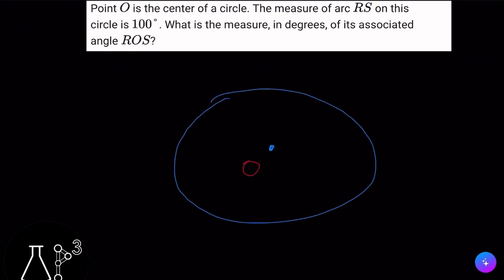Okay, this question should be really simple if you understand this one concept that I'm going to show you right now. Point O is the center of a circle. So let's draw a circle. We have center O. O is the center. The angle measure of RS on the circle is 100. So an arc is RS, R and S, and the angle measure is 100 degrees. What is the measure in degrees of its associated angle ROS?